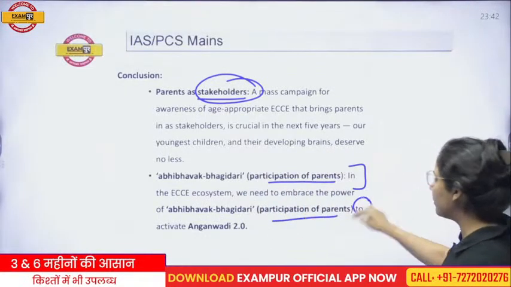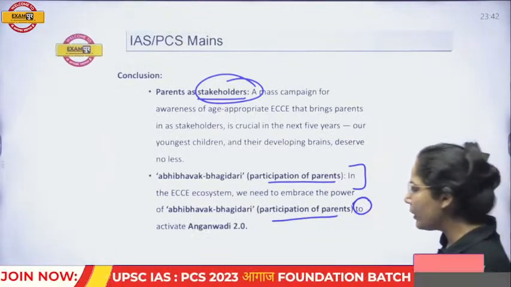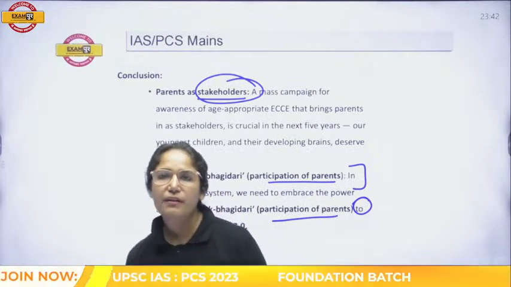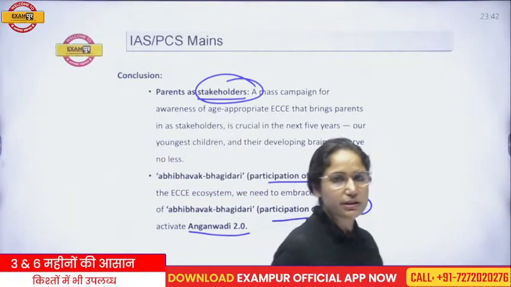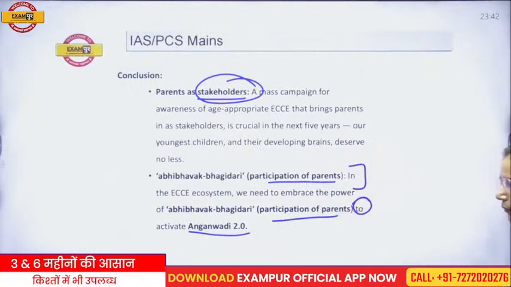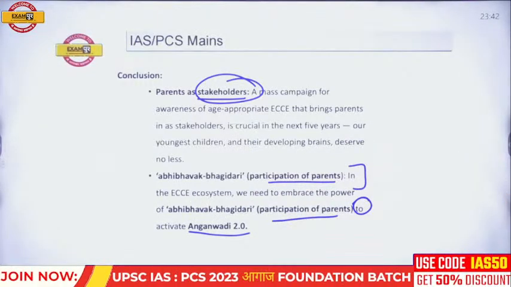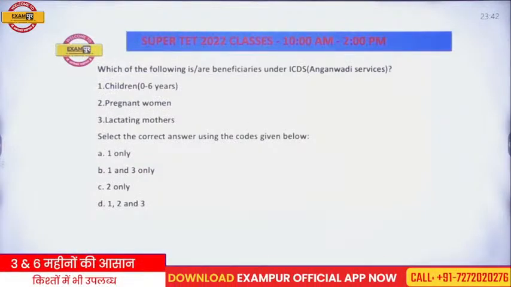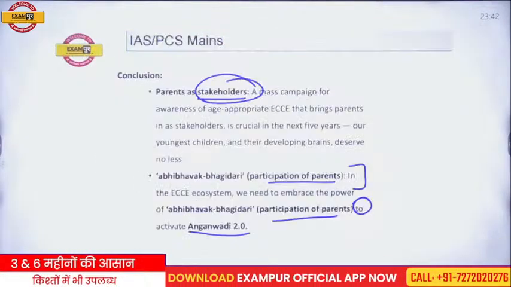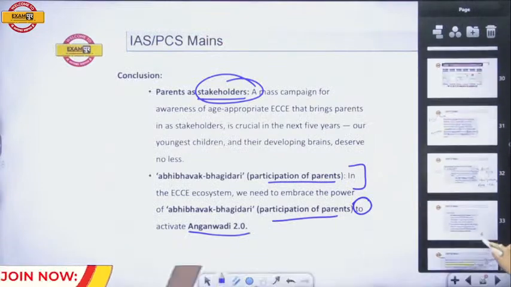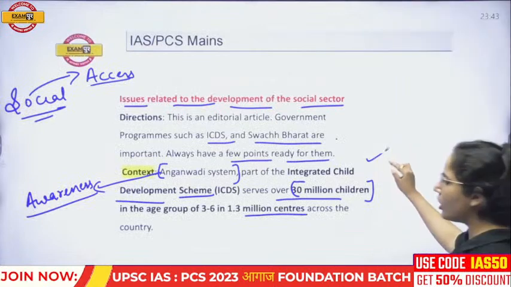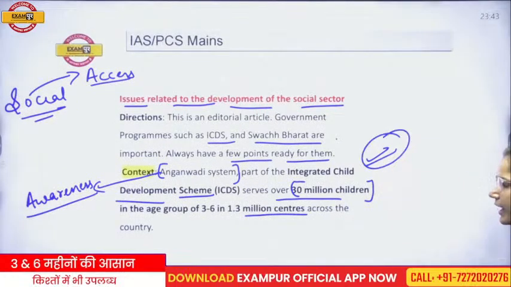Participation of the parents to activate Anganwadi 2.0. In 2.0, you are giving privilege, or giving participation, to the parents along with the children so that things could be improved. So related to what kind of question could be asked out of the state, what things you need to focus on under these issues, what are the issues? Swachh Bharat context is all about the 30 million children who were there in the age group of 3 to 6.